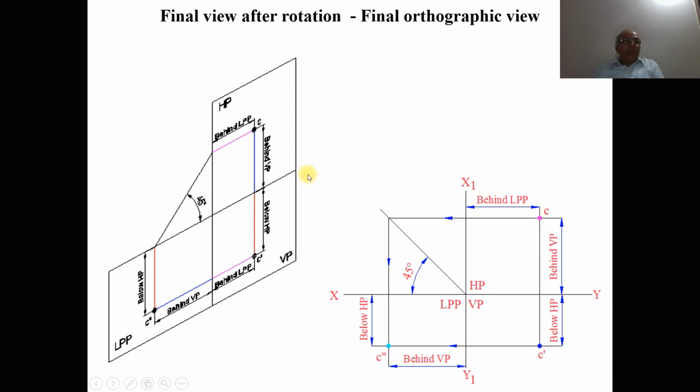Then below HP is seen in the vertical plane. So from the XY line you measure the distance of below HP and mark this point as C dash. And again from here you take the distance of behind VP. That distance is seen in HP, so you mark this point as C. Then where you have the front view, on that line you are going to get the side view. So from C dash you draw a horizontal projector to the left profile plane. Then here the behind VP, which is horizontal here, is vertical there.